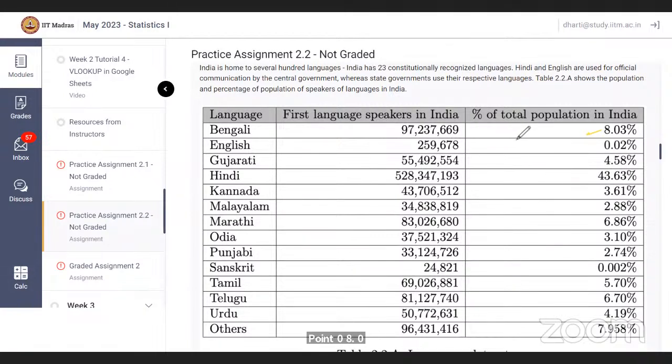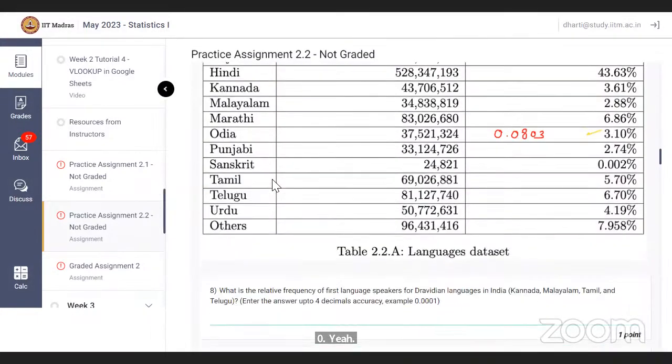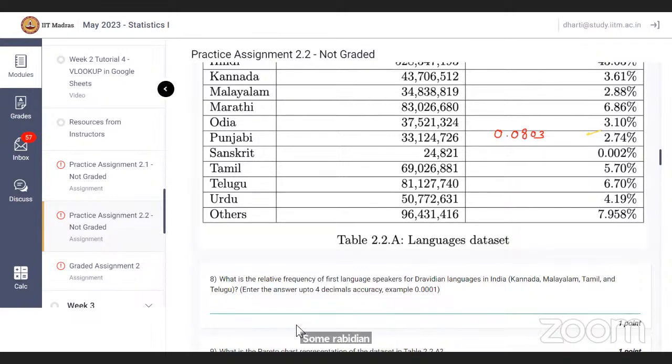0.0803. 0.08003, right? Yeah, so the same thing. You already have relative frequencies of the whole data, and they are asking about what? Some Dravidian people, so you just have to add them. That's it.